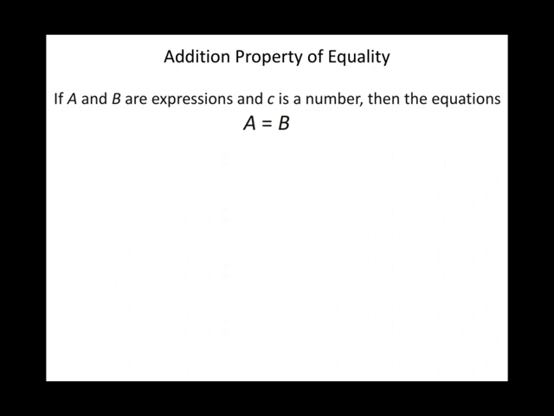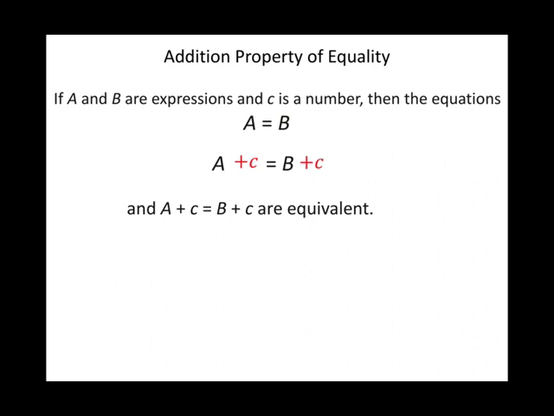Addition property. If a and b are expressions and c is a number, then consider the equation a equal to b. I could add c to both sides. I could add c on the left hand side and add c on the right hand side, so I still satisfy this equation. And I know a plus c will be equal to b plus c. We call this the addition property, and we apply it when we solve equations.